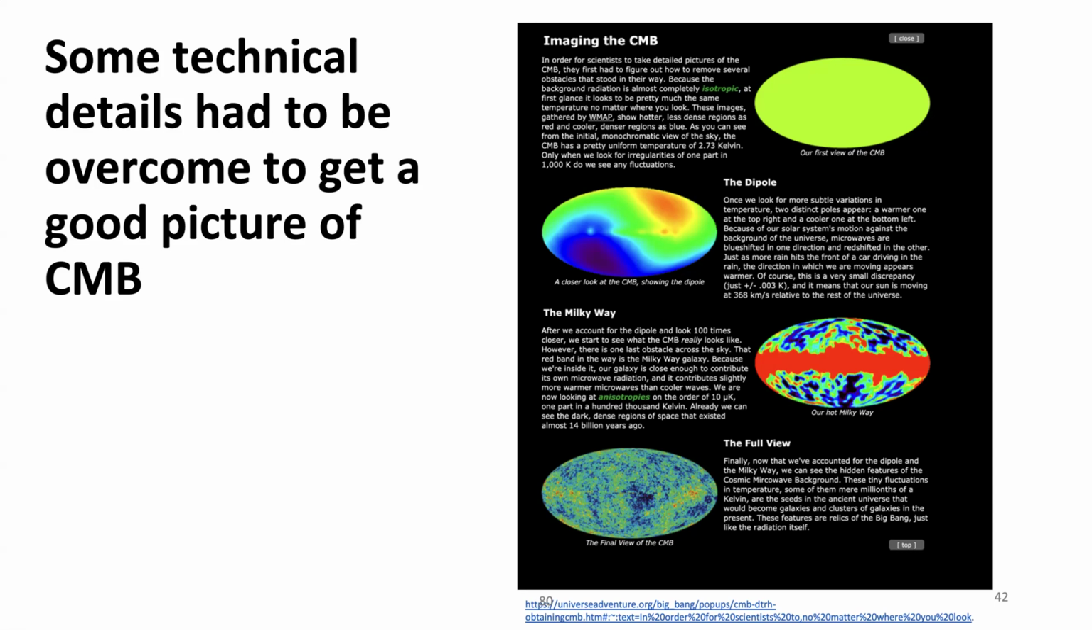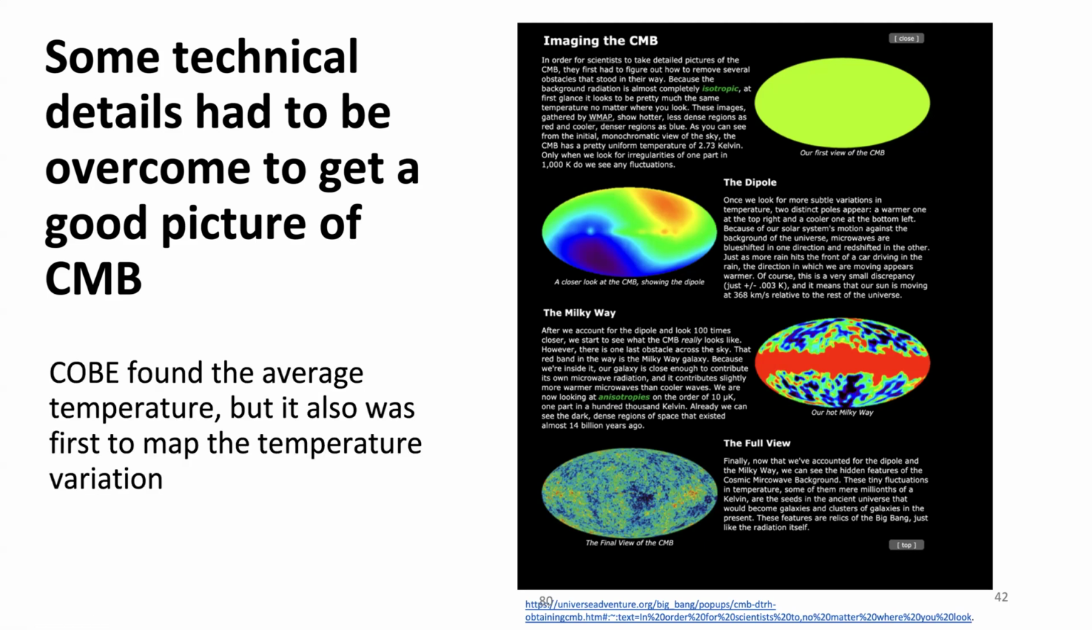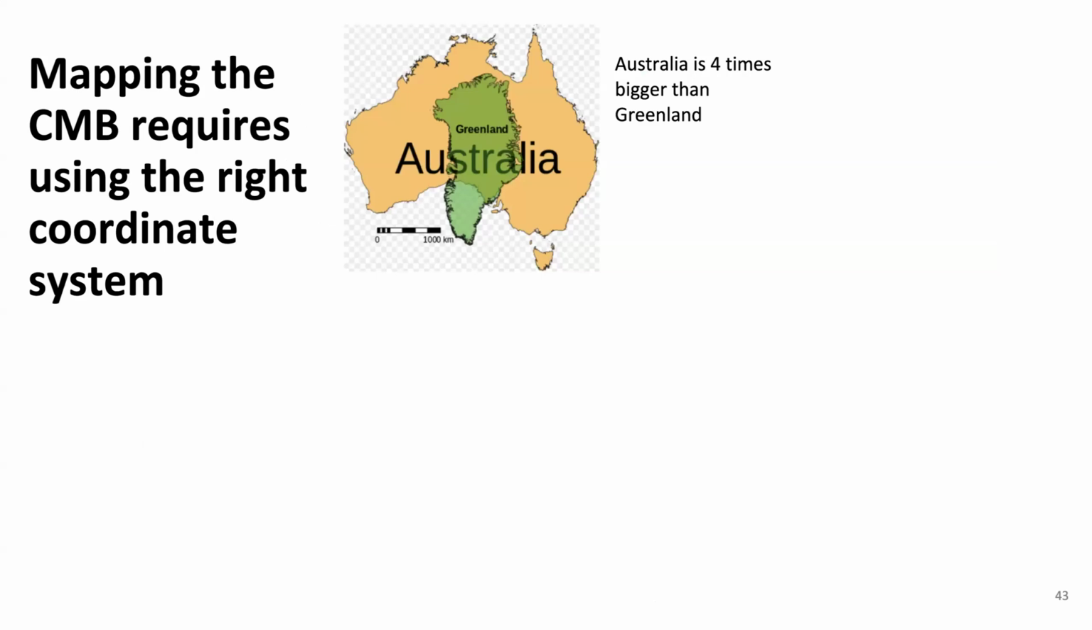And the difference between the warmest and coldest locations in this image of the sphere around us is extremely tiny. It's tinier than 1,000th of a Kelvin. So now here's the discussion of the map thing I talked about.